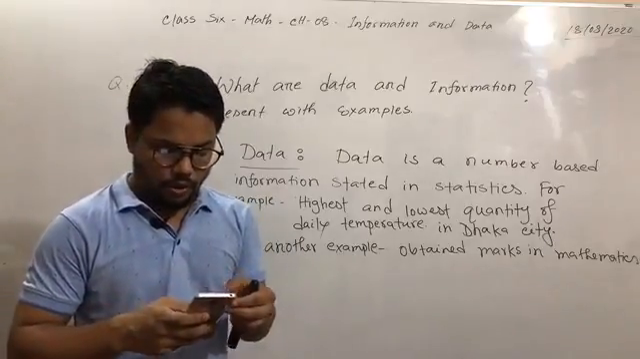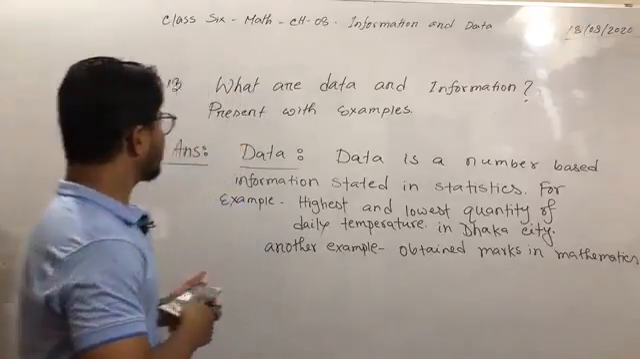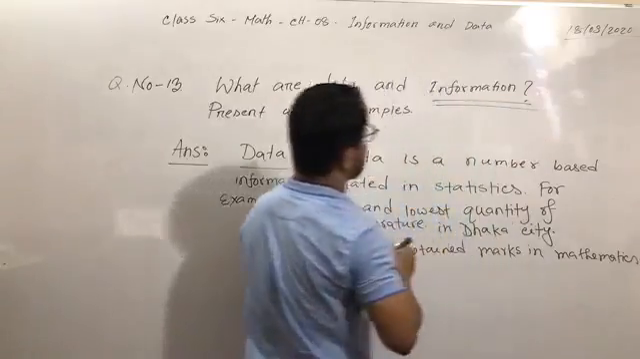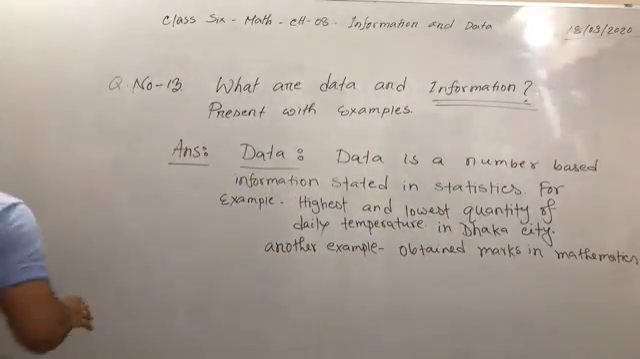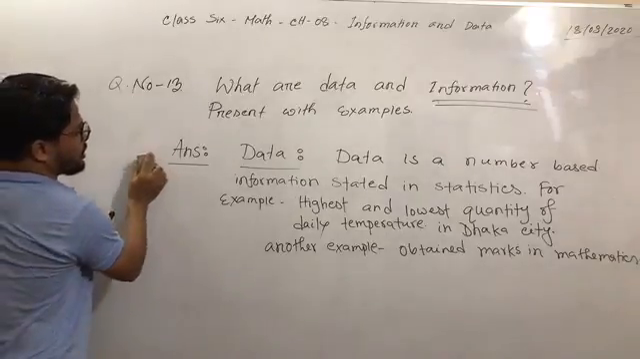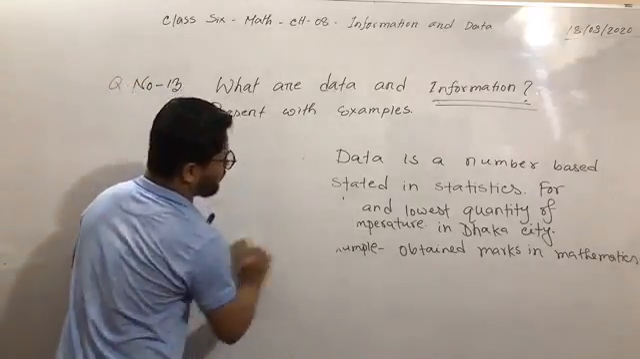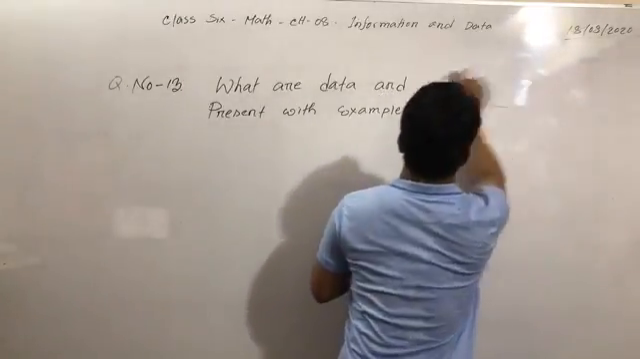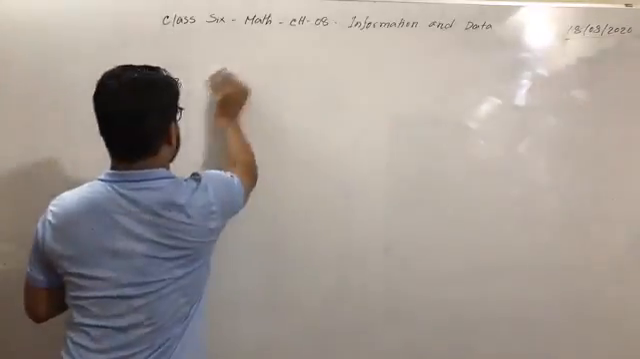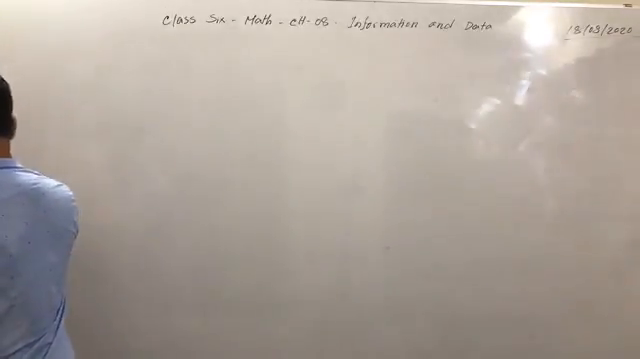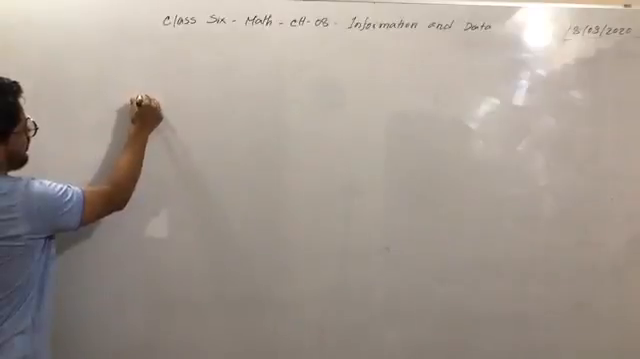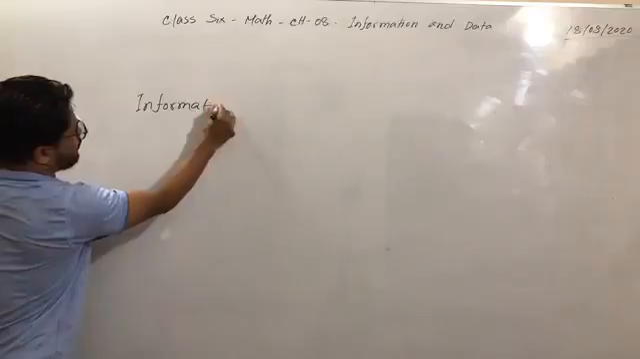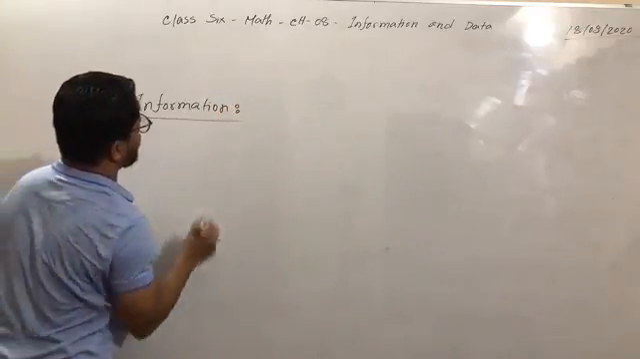So now we will discuss the meaning of what is information. Then we will discuss the difference between them. First we will write a definition, then we will discuss briefly what is the difference between data and information. So my dear students, give attention. Now you will write what is information. The next one, information.